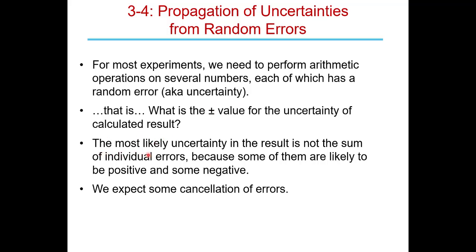So it turns out that the most likely uncertainty is not the sum of the individual uncertainties, right? So you might guess, just as a first guess, that you just add up all of the uncertainties and get the total uncertainty. But because some of them might be a little bit higher than the true answer, some might be a little bit lower than the true answer, because that's the nature of random error, we would expect some of those errors to cancel, right? So some of the ones that are a little bit positive, a little bit higher, and some of the ones that are a little bit negative, they're going to cancel each other out.